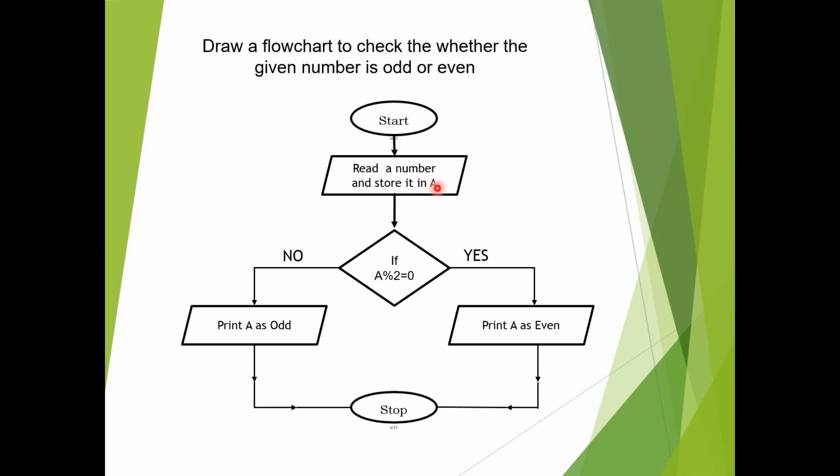Okay, clear. We are reading one number and storing it in A. And we are analyzing in the diamond symbol. Diamond symbol, that is the decision making symbol. That is, we are testing that particular condition in this particular decision making symbol.